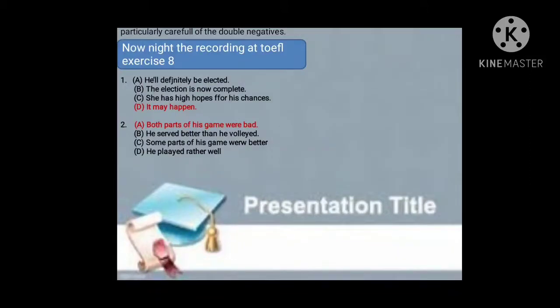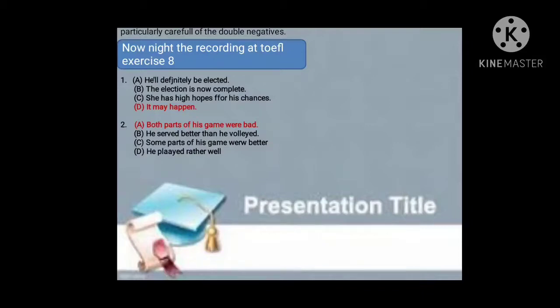TOEFL Exercise 8, page 48. In this exercise, listen carefully to each short dialogue and question on the recording, and then choose the best answer to the question. You should be particularly careful of double negatives.